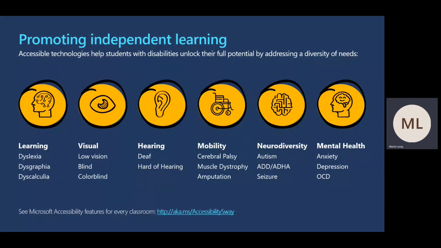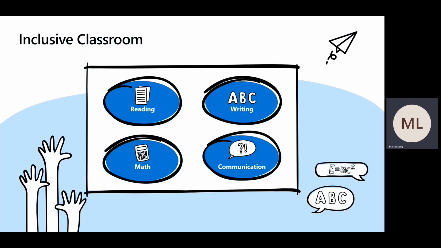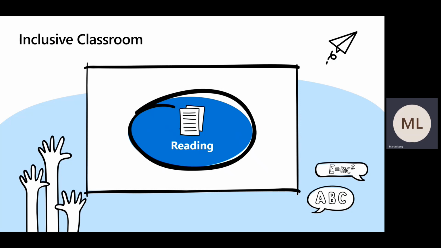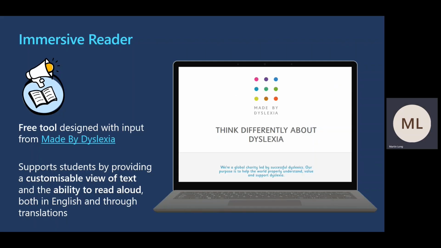This promoting independence in learning, whether it's learning, visual, hearing, mobility, neurodiversity, or mental health, is something that Microsoft are very keen on, and they're also not precious about. So you'll see this afternoon that the tools we're going to show you are available outside of Office 365. To bring it back to an inclusive classroom, we'll look at reading, writing, maths, and communication, but we'll start off with reading. And in reading, Microsoft often partners with schools, so this is very much research based in education, or organizations that work very closely with schools and colleges.